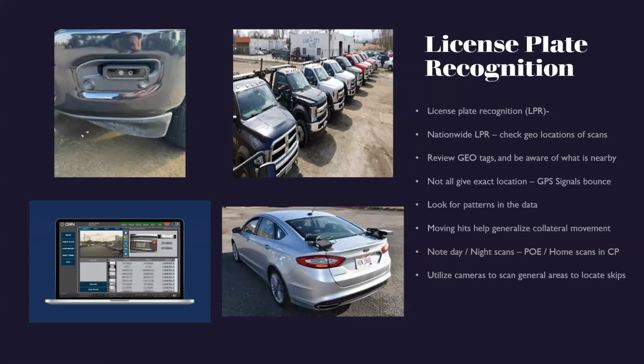Whenever you get the LPR hits, look for patterns in the data. Moving hits, generally, it'll help you understand the collateral's movement. If I see it's on the road all the time at night, they may be doing Uber, they may be doing Lyft, and I need to hit that home address a little bit more during the day. Utilize the camera scans to generalize and locate skips. If I get something that skips off to Denver, and it's getting scans up in Denver constantly, I think it's pretty safe to say I'm probably not going to repossess it down here in Texas if it was just scanned yesterday and been scanning consistently in Denver.